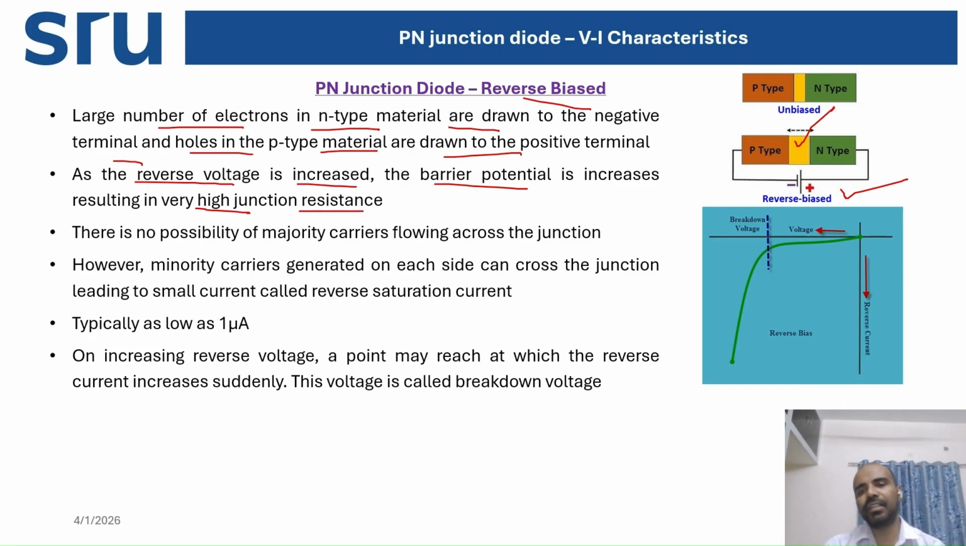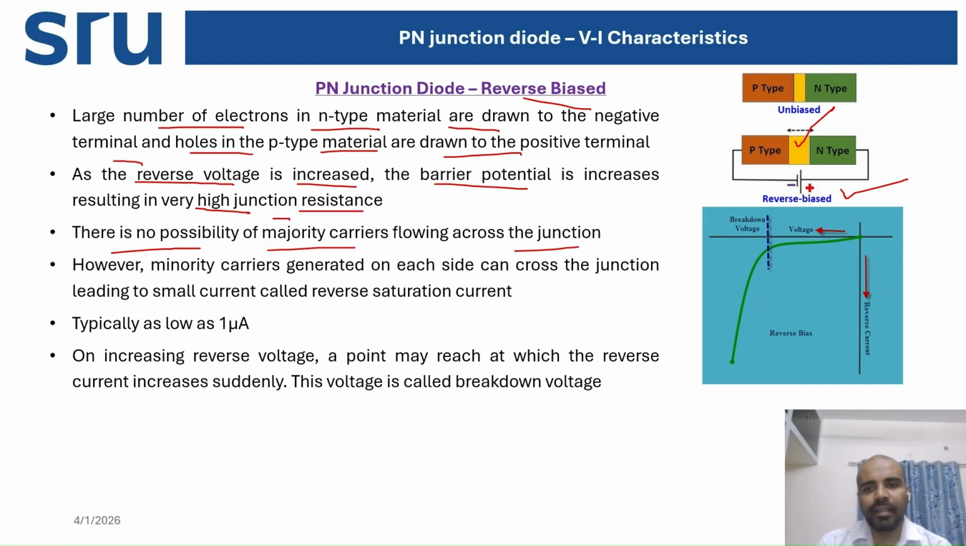So as the depletion region increases, if we apply reverse bias to a PN junction diode, the resistance at the junction will become very high, right? So there is no possibility of majority charge carriers flowing from the N region to the P region or from the P region to the N region, because the resistance of the junction is high and the width of the depletion region is increased in the reverse bias condition. Did you get it?